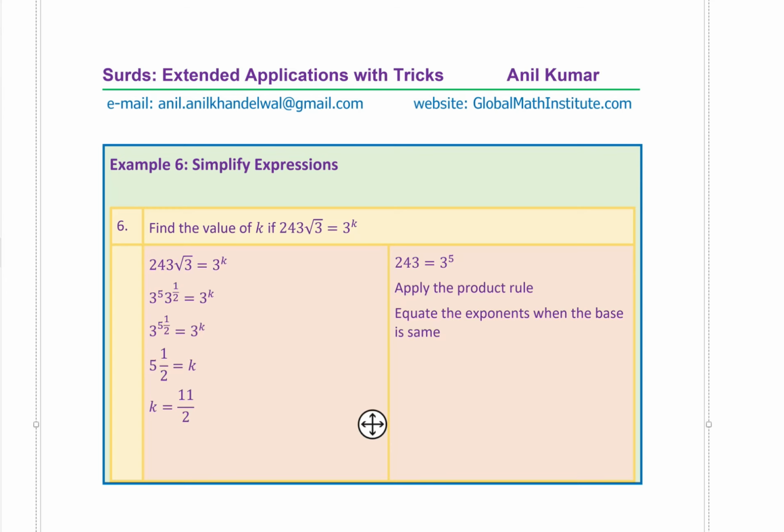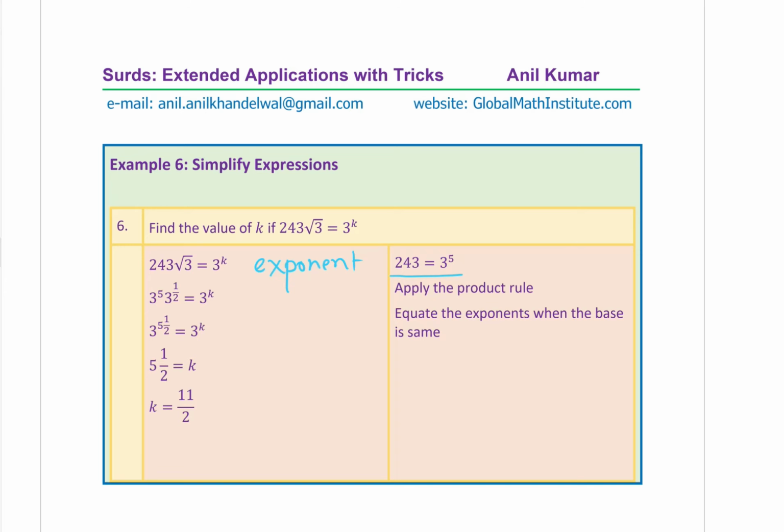We need to simplify an expression. In this case, find the value of k if 243 square root of 3 is equal to 3 to the power of k. So let's write them in exponent form. So here we have written them in exponent form. We get square root of 3 is 3 to the power of half. And what is 243? 243 is actually equal to 3 to the power of 5, right? So 243 is 3 to the power of 5.